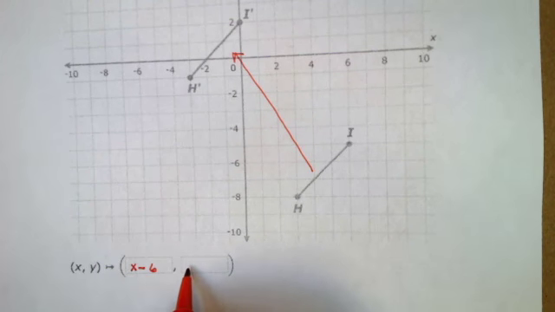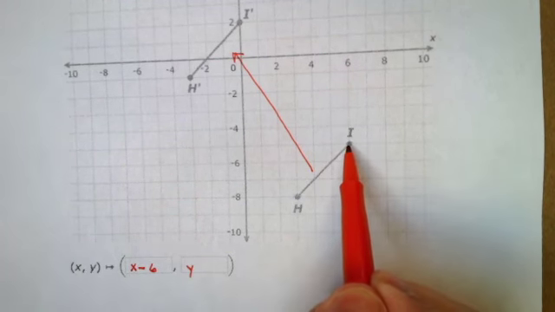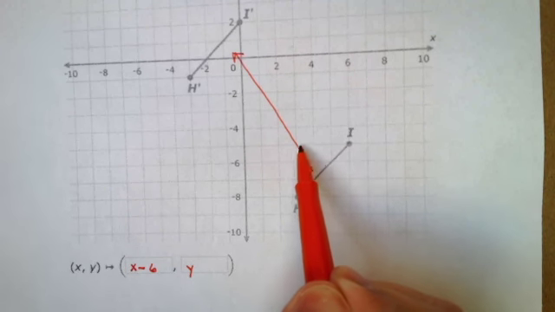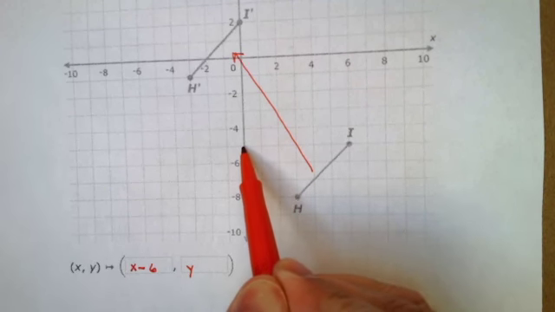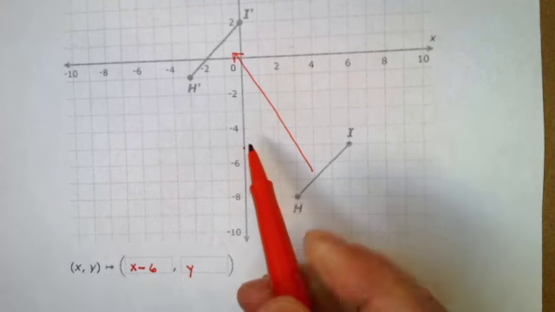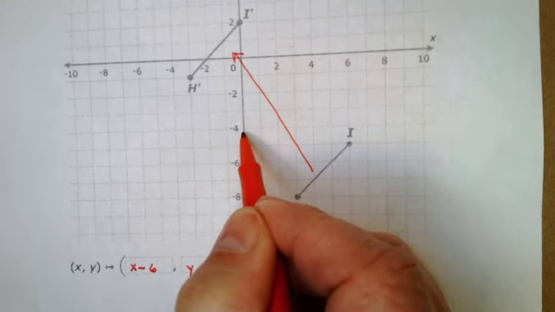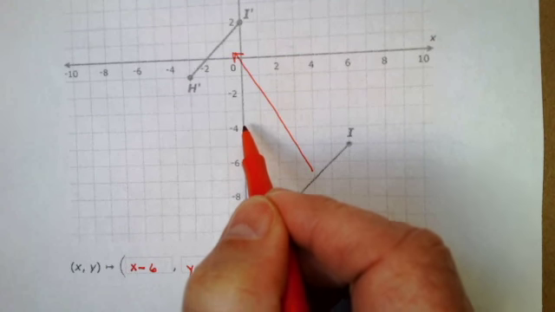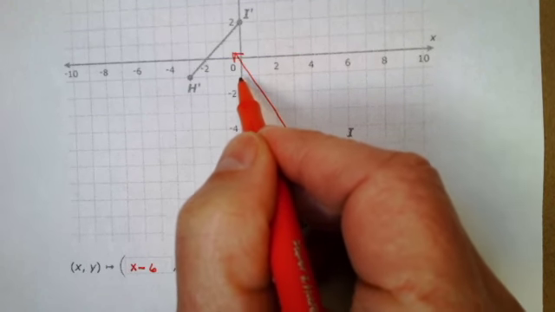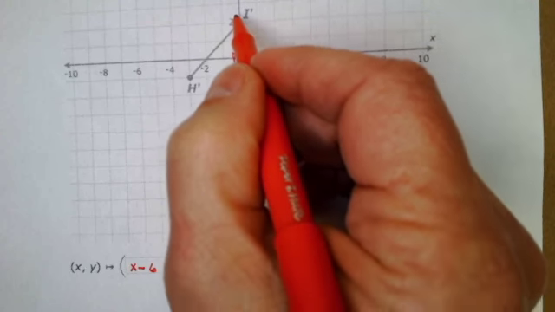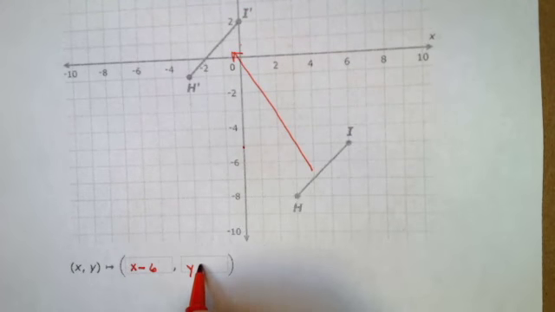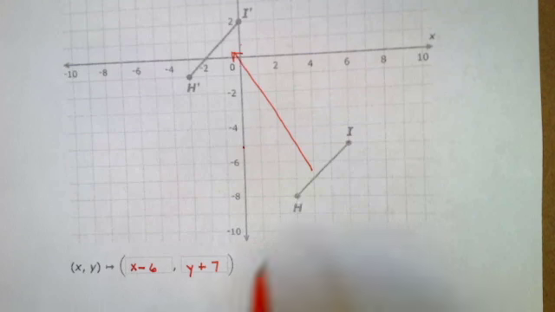Now I need to see how many I need to move up and down. Remember, mathematically, the up and down is the y. So I had to move 6. Let's check it again. 1, 2, 3, 4, 5, 6. And then I need to move up. How many spaces did I need to move up? 1, 2, 3, 4, 5, 6, 7. Since I'm moving up, it's going to be positive. If I was moving down, it would be negative. 7 spaces.